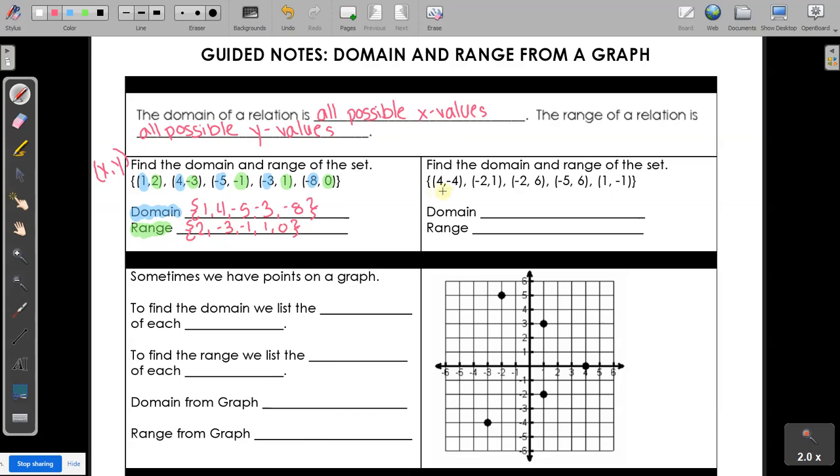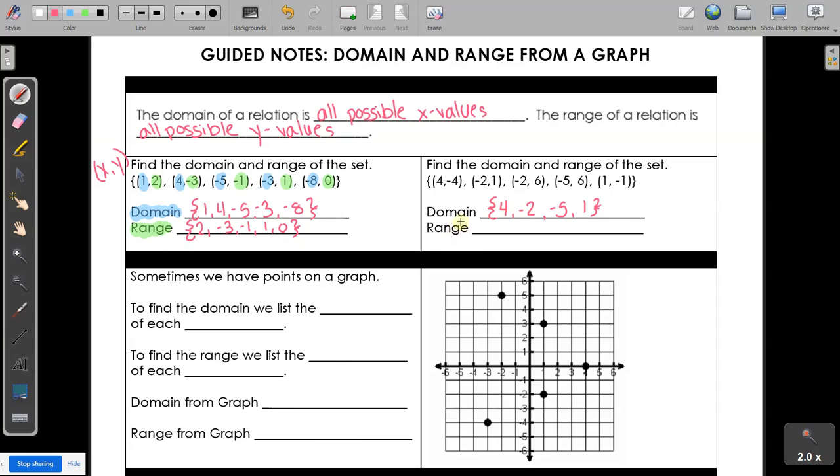Now, let's do the next one. The domain are going to be all of your x values. So let's start. We have 4, we have -2. We have -2 again. We do not list any repeated numbers. So then we have -5, and lastly 1, and our squiggly brackets around it.